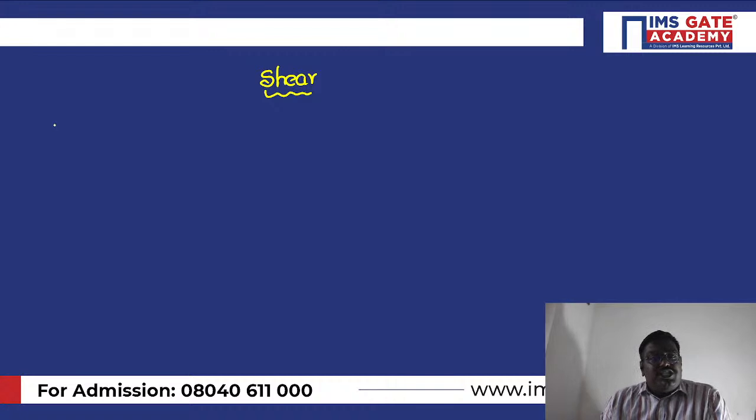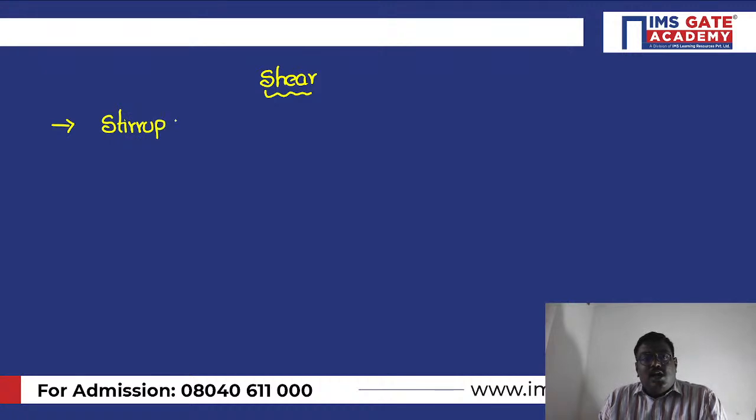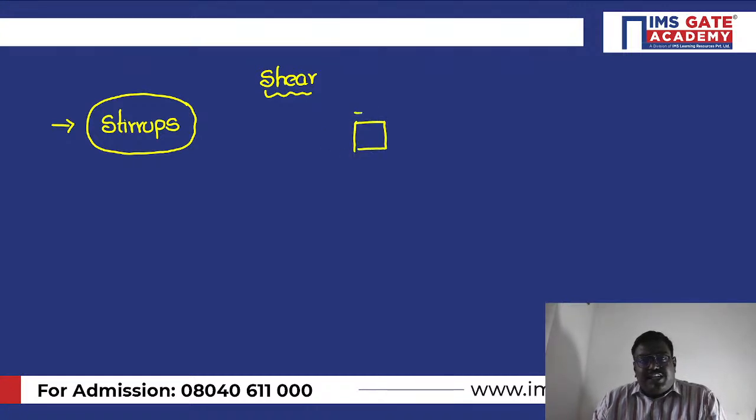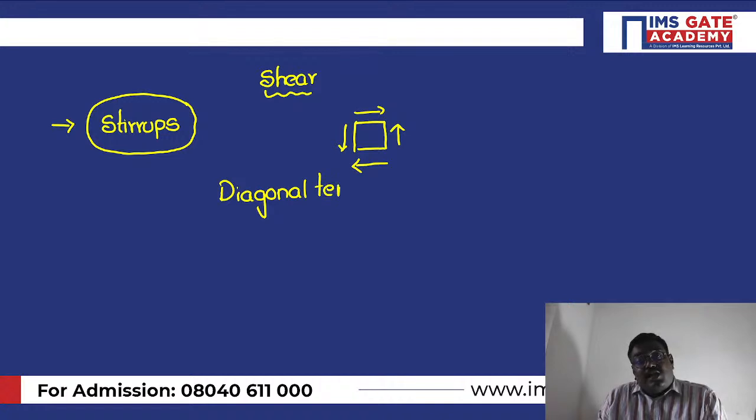When I talk about shear, my dear students, why do you want to design for shear? Because we always design for shear to overcome cracks. If any section is subjected to pure shear, there can be a chance of diagonal compression or diagonal tension failure. Diagonal tension failure can be taken care of by stirrups, and diagonal compression failure will be taken care of by Tau_c max.